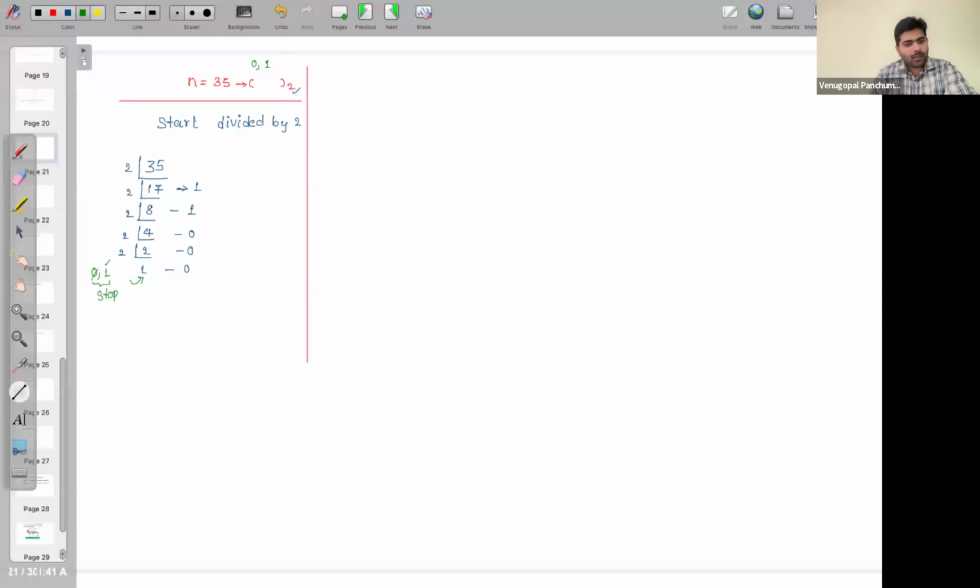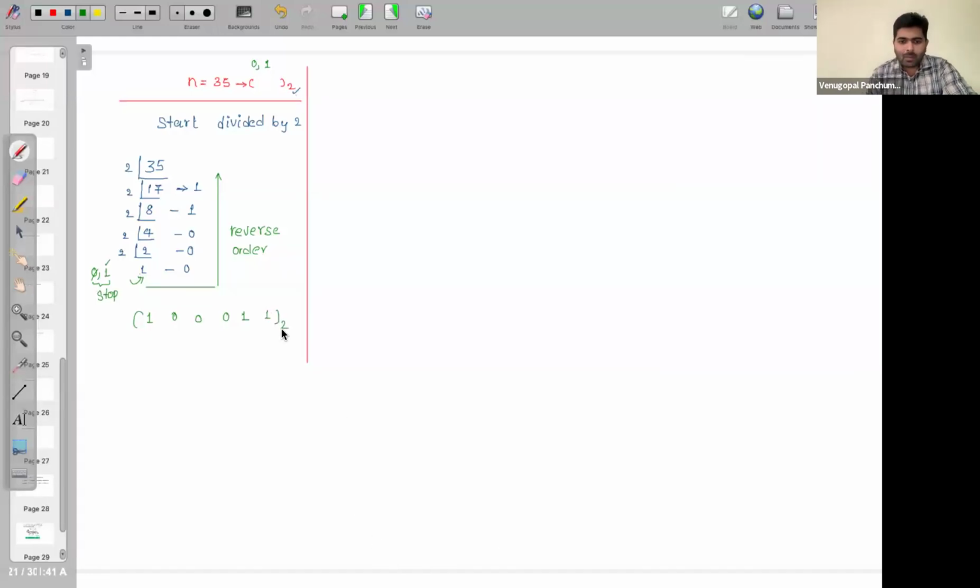After completion of this, you need to write all these values in the reverse order. That is 1, then 0, then 0, then 0, then 1, and then 1. Now, this is in base 2, which is binary.